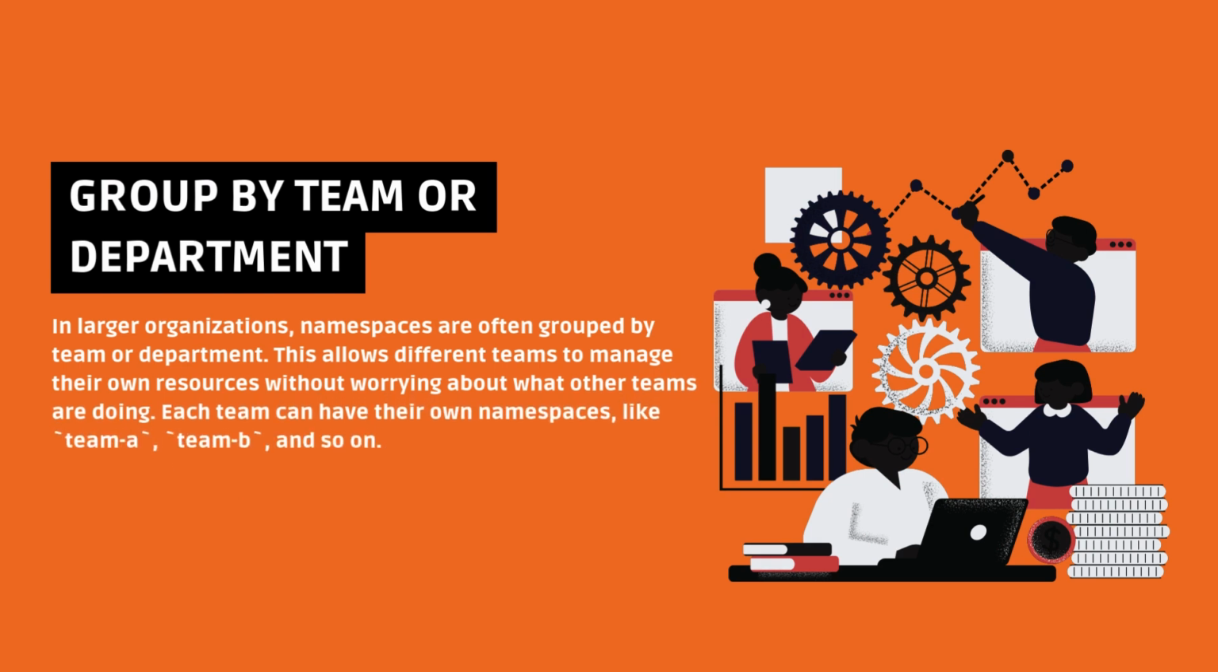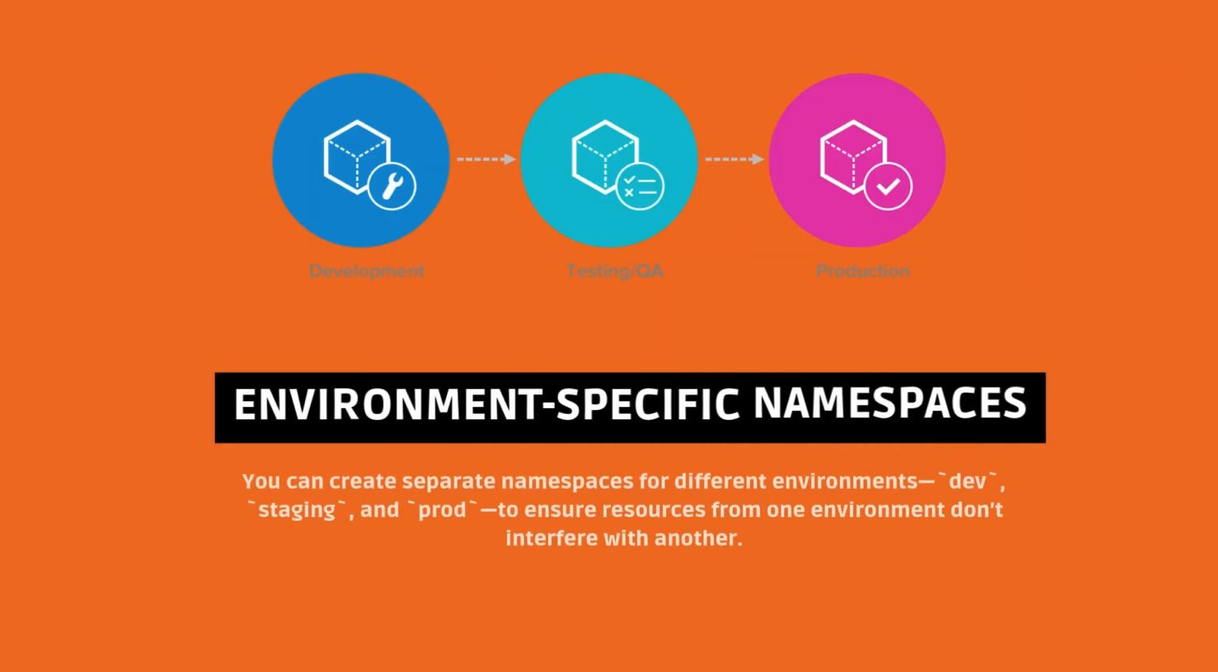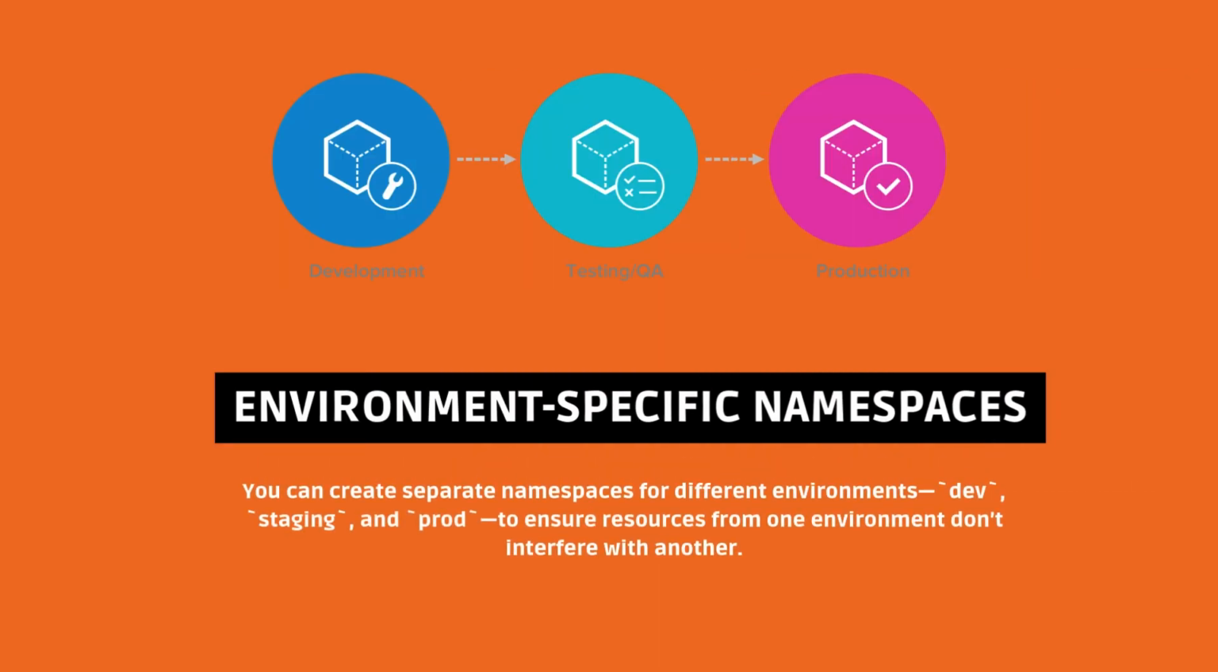Then group by team or department. In larger organizations, namespaces are often grouped by team or department. This allows different teams to manage their own resources without worrying about what other teams are doing. Each team can have their own namespace like team A, team B, and so on. Then environment specific namespaces. You can create separate namespaces for different environments. We have already seen like dev, staging, and prod to ensure resources from one environment don't interact with others.